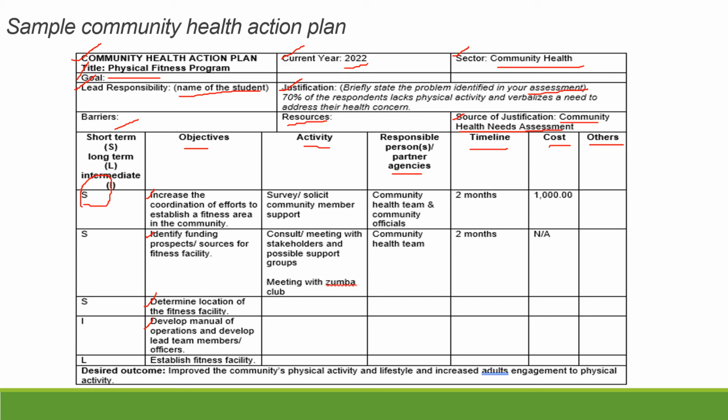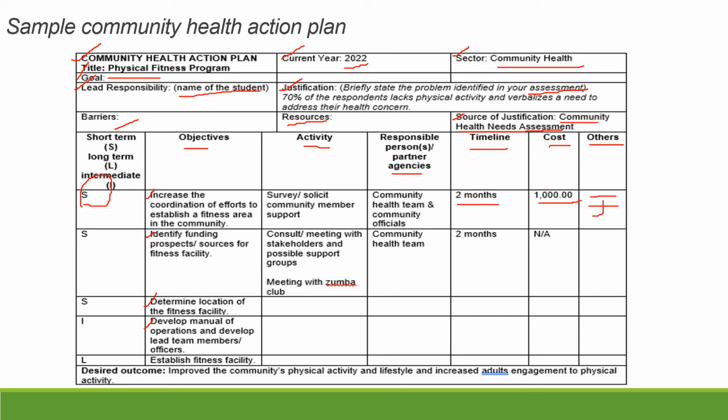So what are your specific activities to attain this objective? First, you need to conduct a survey or solicit community members for support. So who will implement this survey or soliciting community member support? Of course, it will be the community health team and the community officials. So the timeline, the projected timeline, how many months or days or weeks, that's what we will put. The cost, how much is the possible expense for this activity. But if you also want to add some details, you could add more details here in the others column.